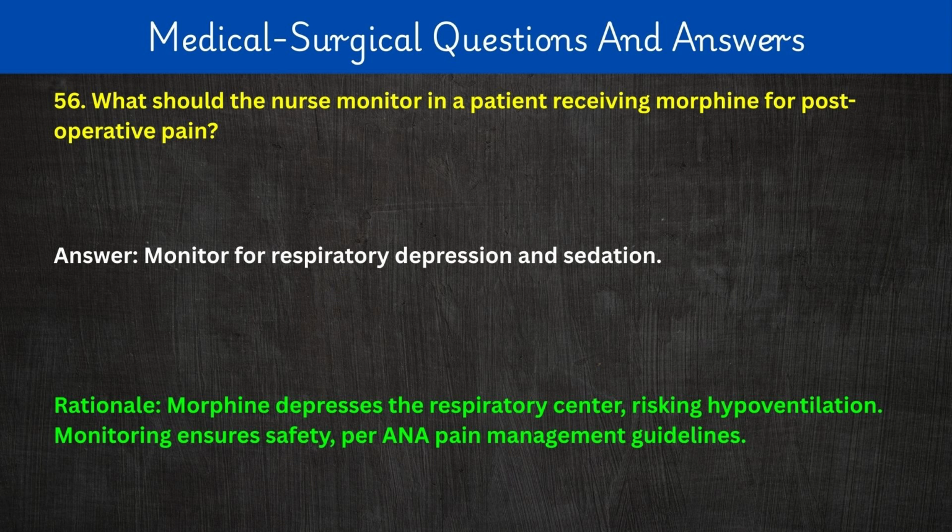56. What should the nurse monitor in a patient receiving morphine for postoperative pain? Answer: monitor for respiratory depression and sedation. Rationale: morphine depresses the respiratory center, risking hypoventilation. Monitoring ensures safety, per ANA pain management guidelines.